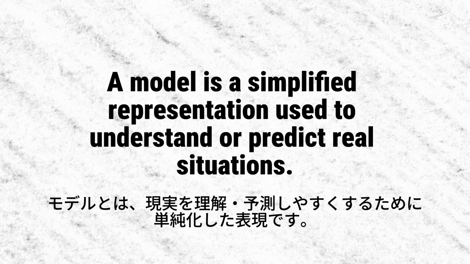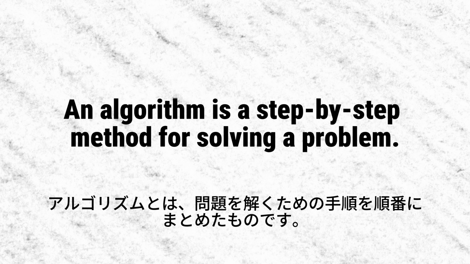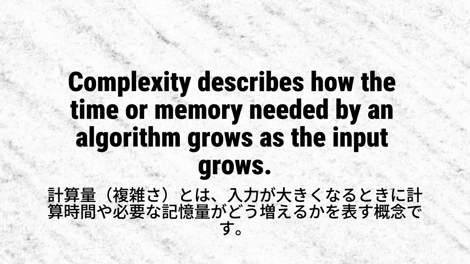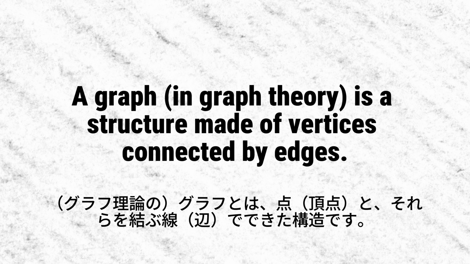A model is a simplified representation used to understand or predict real situations. An algorithm is a step-by-step method for solving a problem. Complexity describes how the time or memory needed by an algorithm grows as the input grows. A graph, in graph theory, is a structure made of vertices connected by edges.